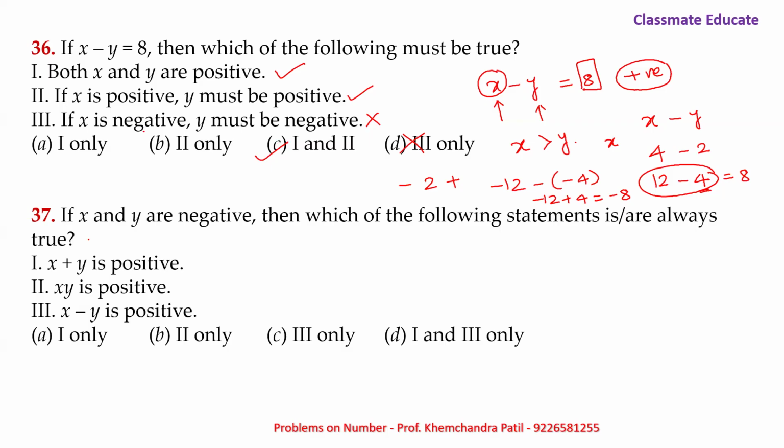Okay, now let us come to question number 37. If x and y both are negative, then which of the following statements is always true?